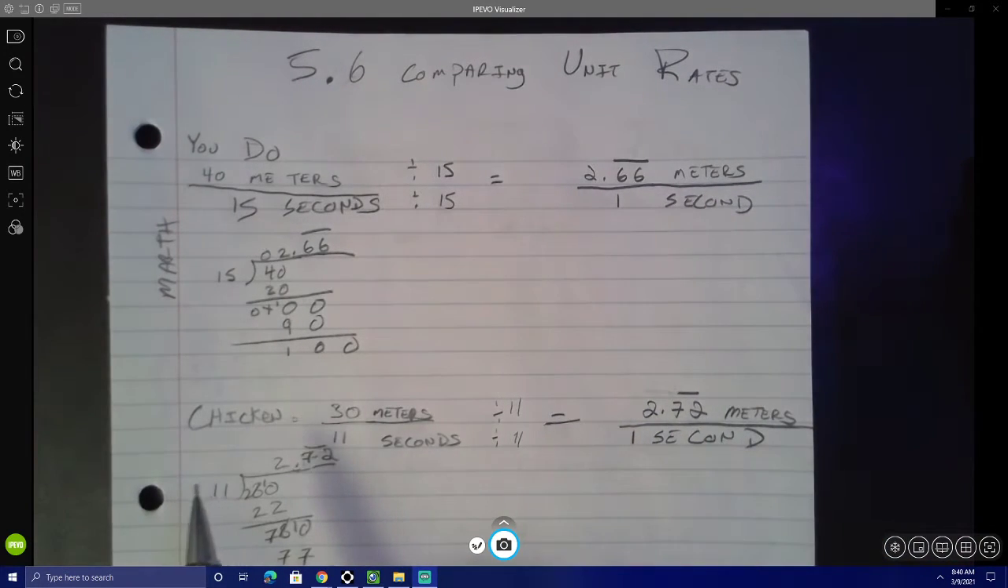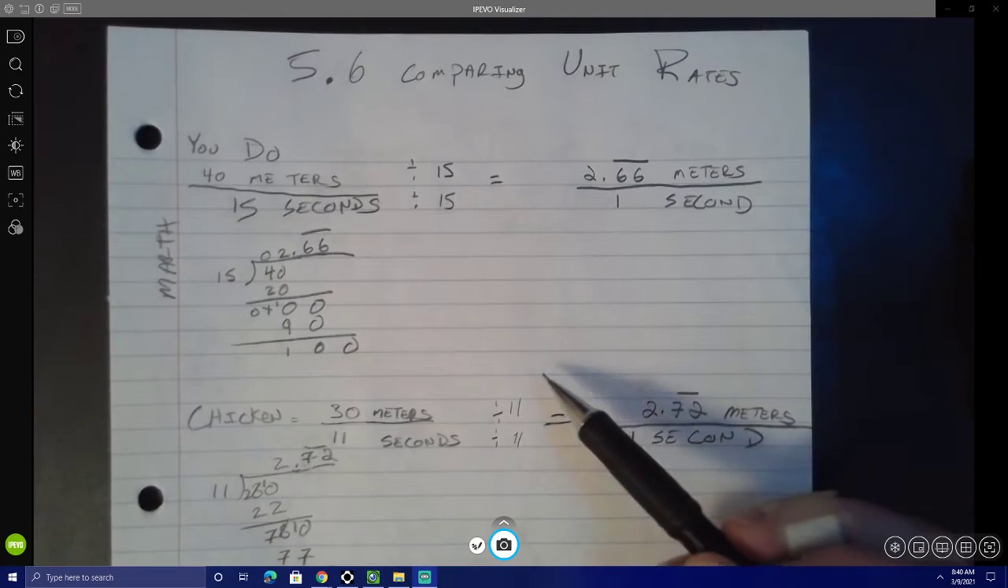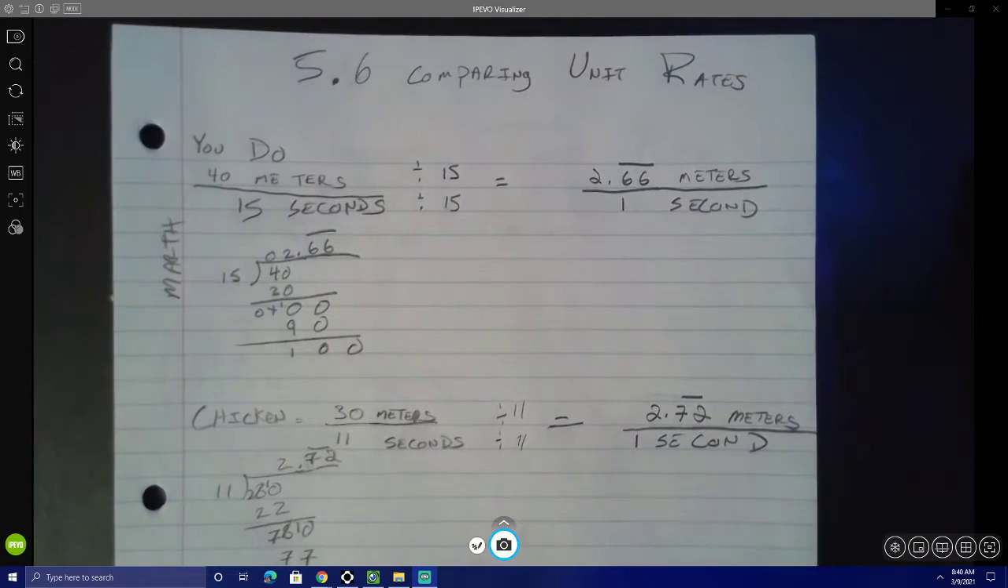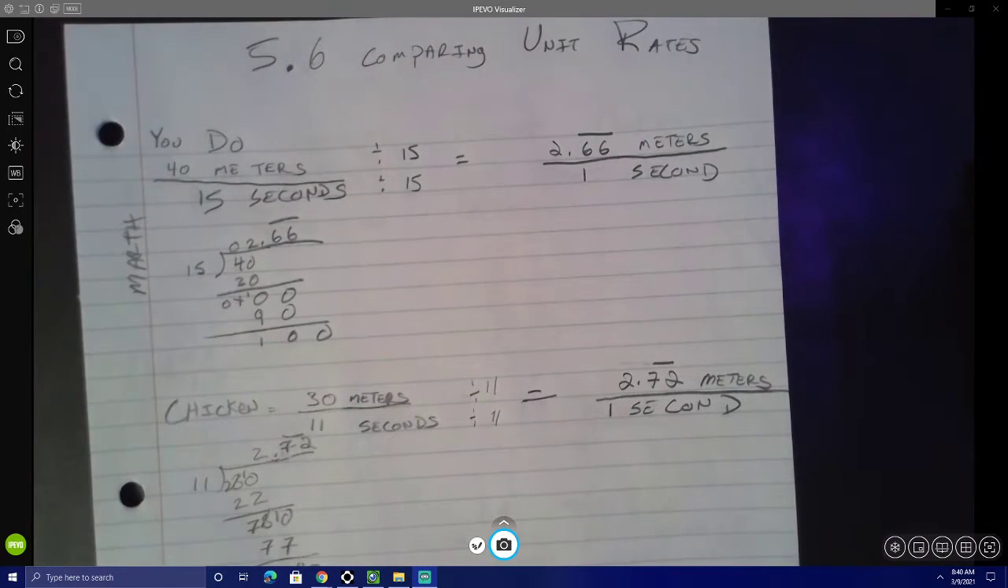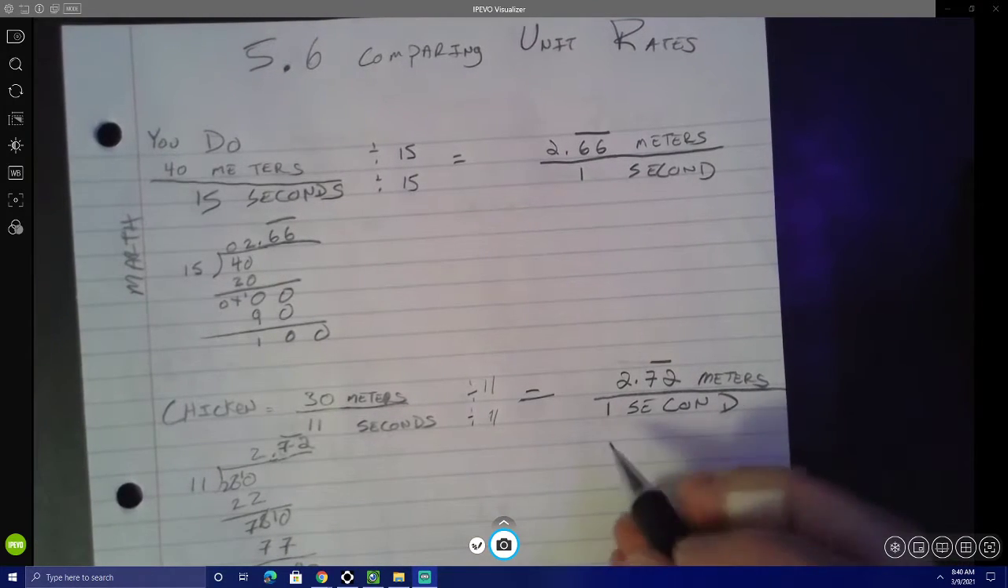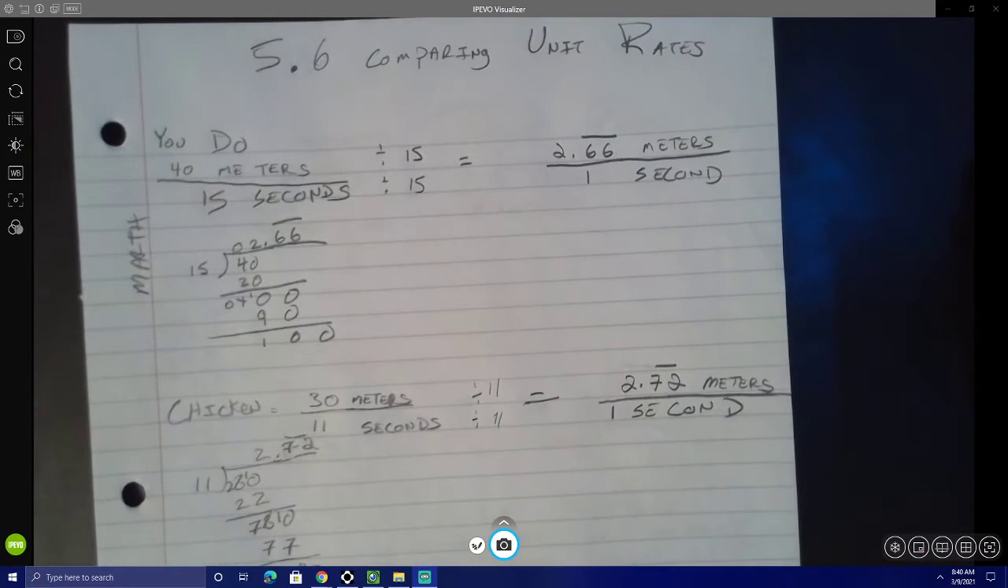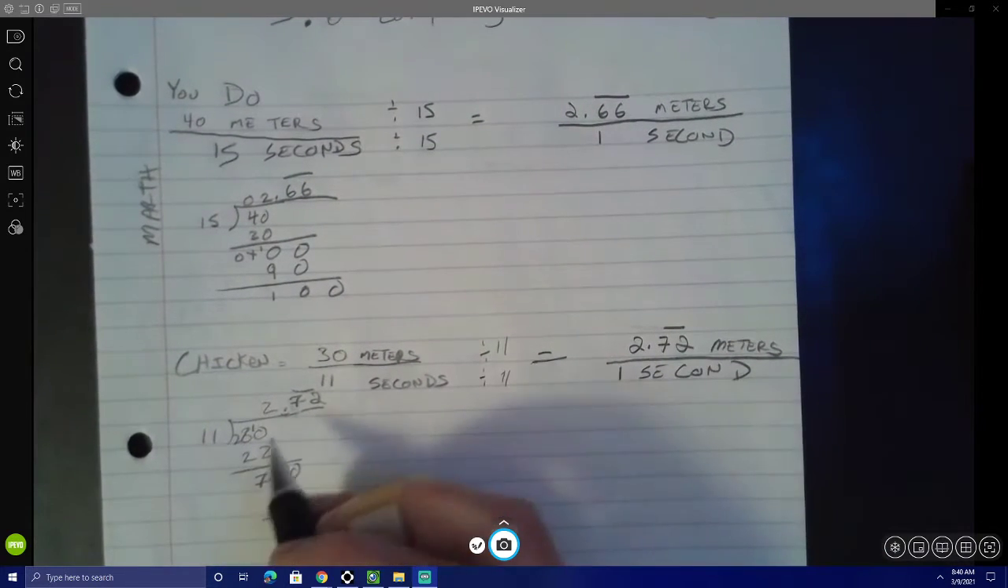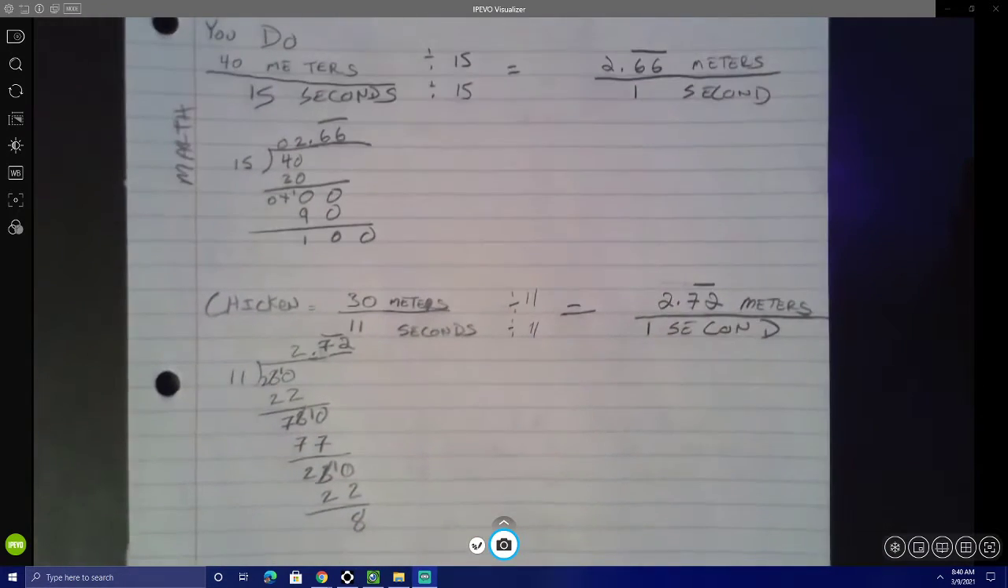For the chicken, who runs 30 meters every 11 seconds, to find the unit rate there, we need to divide both the top and the bottom by 11. 11 divided by 11 is just 1. Remember, all unit rates will have a 1 in the denominator. For 30 divided by 11, you can see my work right here.